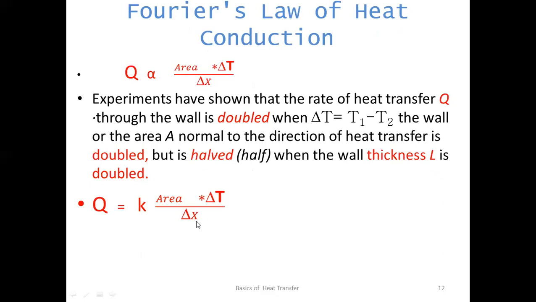Now, here k is the thermal conductivity. This is the area perpendicular to the screen. This is the temperature difference, and this is the thickness of the wall. On these aspects the heat transfer rate depends, where k is the thermal conductivity.